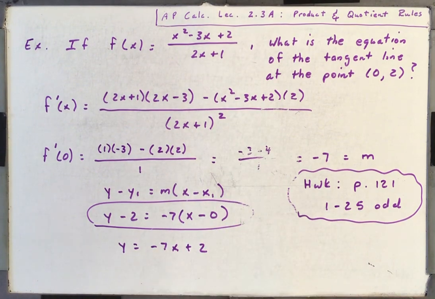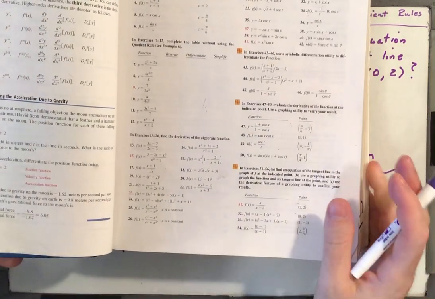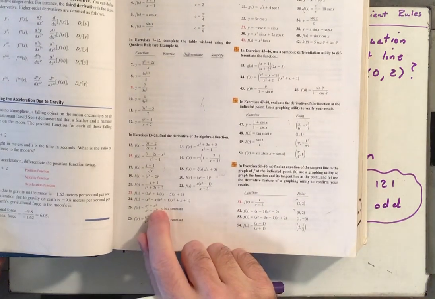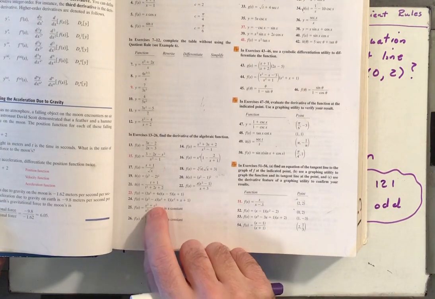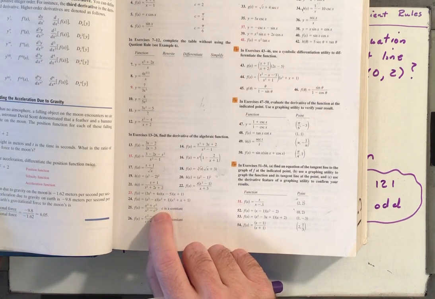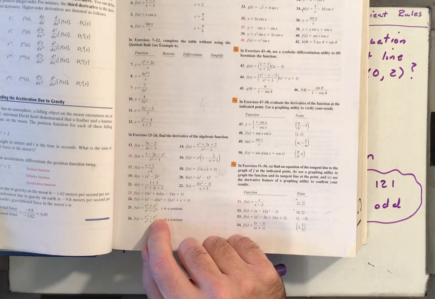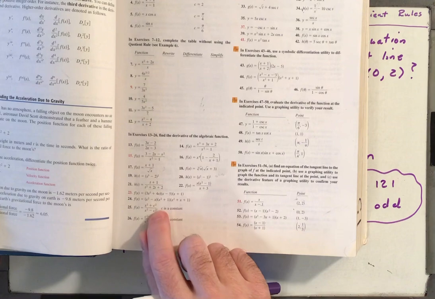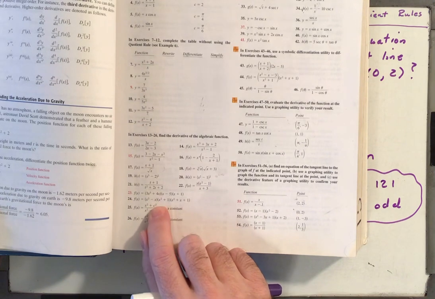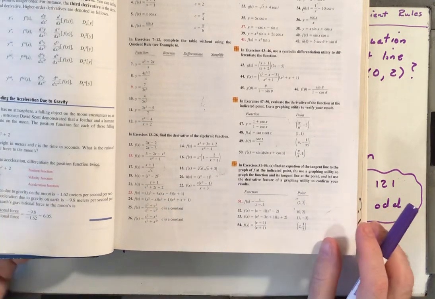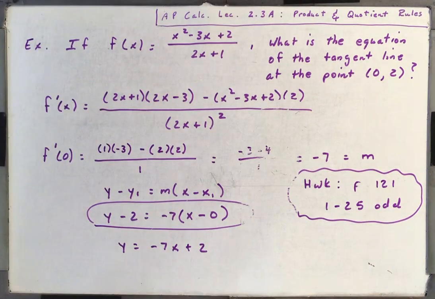Now, on 25, some students get confused by this. They put in a c. Just think of the c as a 5. It's just a constant, or a 1, or whatever. So what's the derivative of a constant? All right, it's 0. So when you take the derivative of c squared, that's going to be 0, right? So don't let that drive you nuts on there. Okay, so 1 through 25 odd on page 121, and I'll talk to you on the solutions video.